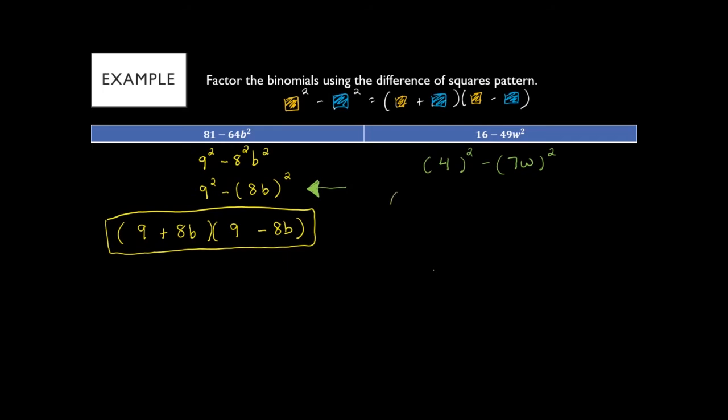So now we're going to put it in our pattern. I'm going to just set up my parentheses and set up my plus and my minus. And then the 4 goes in the front, 7w goes in the back, and that's our answer.